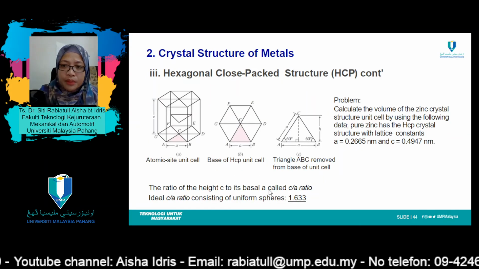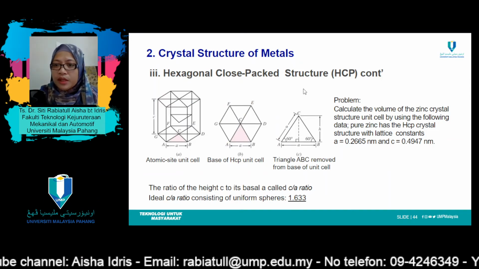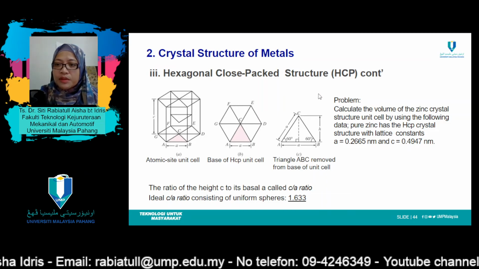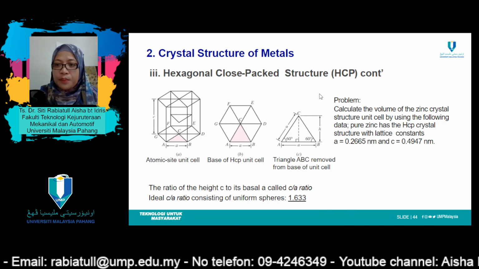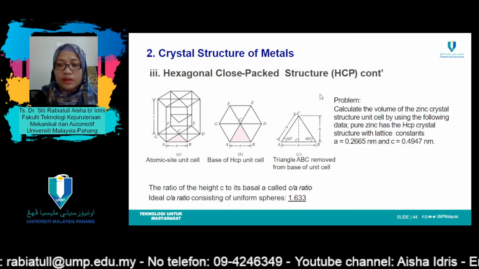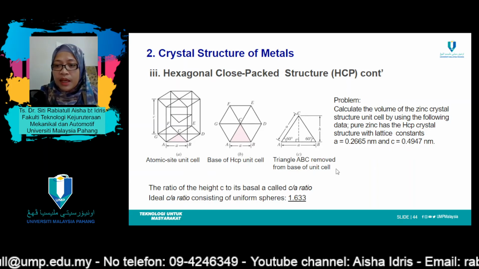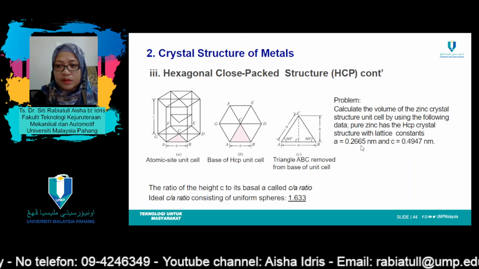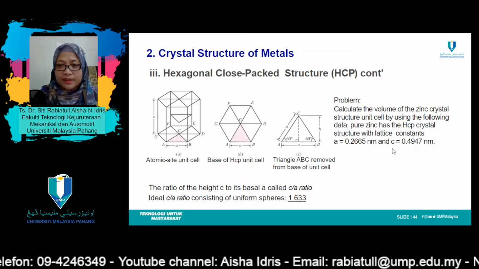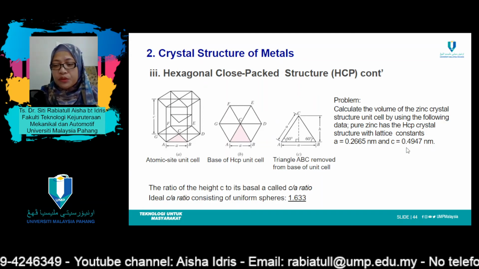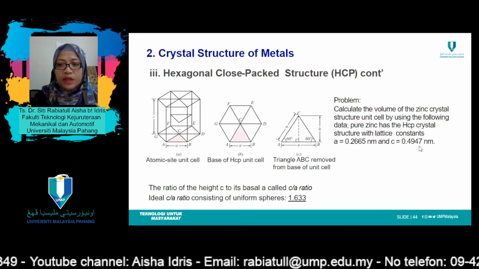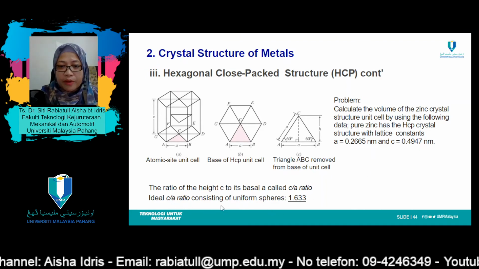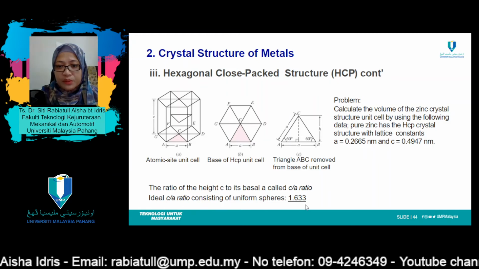Now for example, in this case, the question given to you is: calculate the volume of the zinc crystal structure unit cell by using the following data. Pure zinc has the HCP crystal structure with lattice constant a equals 0.2665 nm, and the length c equals 0.4947 nanometer. And the c over a ratio is given as 1.633.